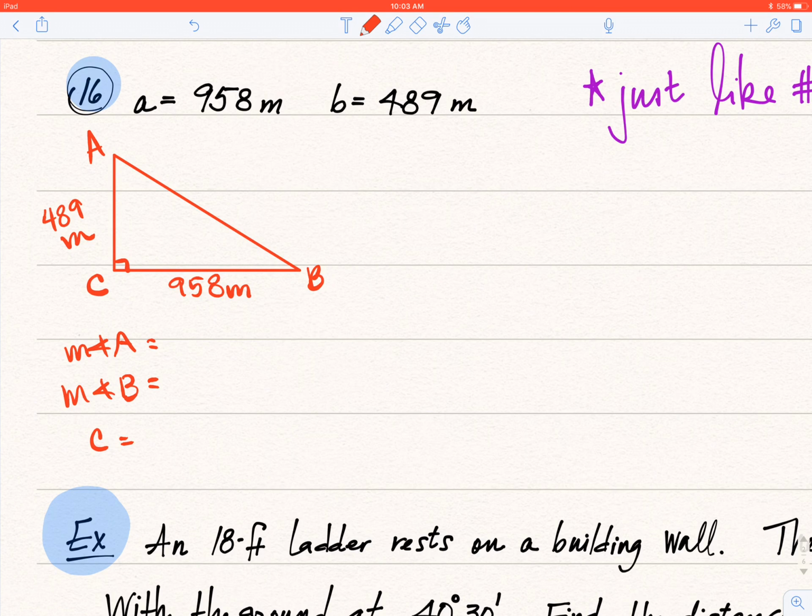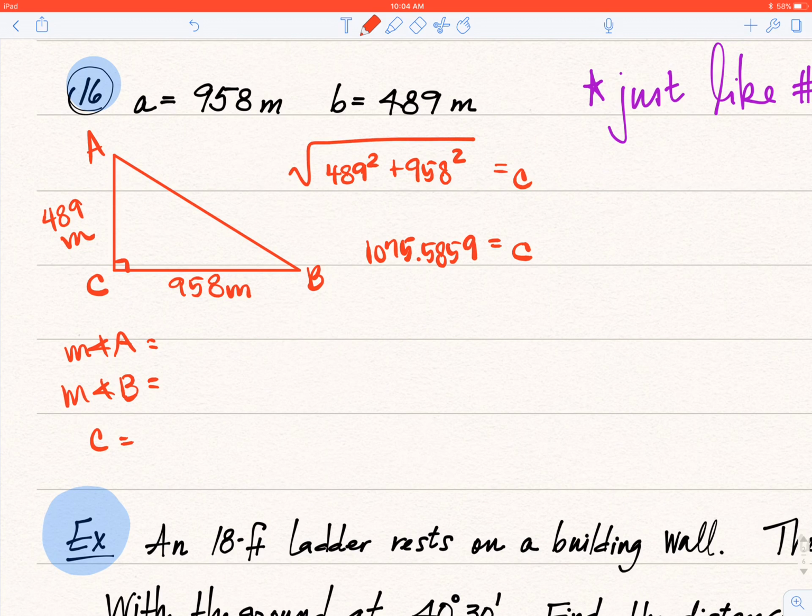Now, side C can be found with the Pythagorean theorem. These are really big numbers, but it's still doable. So then my Pythagorean theorem is going to be 489 squared plus 958 squared is equal to side C squared. And then I'm going to take the square root of both sides. So actually, when I enter this into the calculator, I go ahead and take the square on the right-hand side and I square root both sides. So in my calculator, I'm going to type in the square root of, all in parentheses, 489 squared plus 958 squared. If you do that correctly, then you're going to get 1075.5859. Again, this is in meters, but I don't really need that because I'm not working with a story problem.